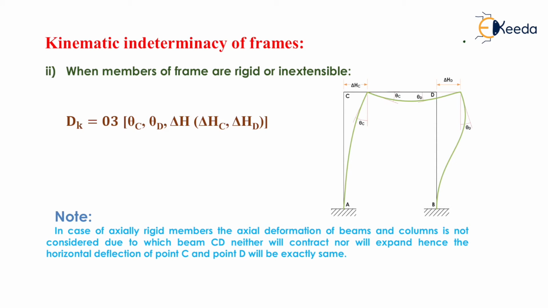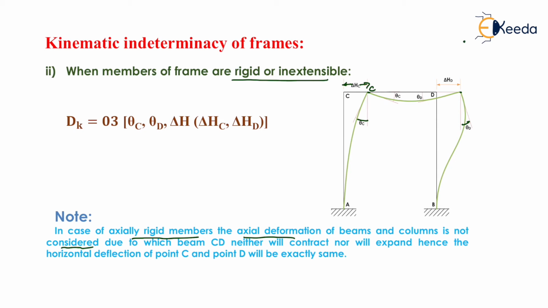Now the second case will be the rigid member or inextensible member. Now in a rigid or inextensible member, each joint will be subjected to only one rotation. There will not be any vertical displacement of the member, because axial deformation of beams and columns is not considered due to the rigidity of the members. So the beam will neither contract nor will the column expand, but the horizontal displacement of the joint will take place.